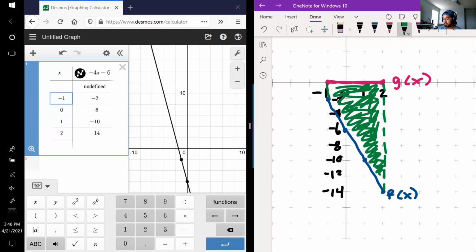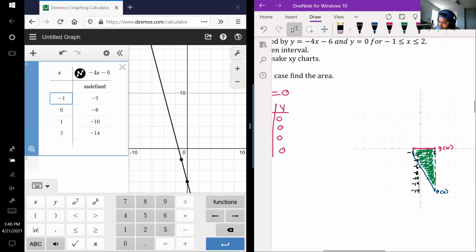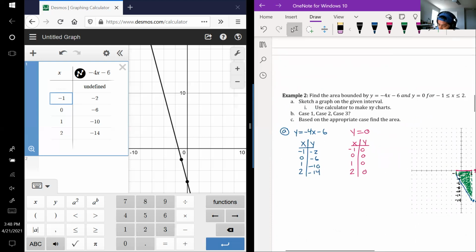Okay, better. So now we want to know what case we have. By looking at the graph this time, g of x is now above f of x. So for part B, we have that g of x is greater than f of x. So this is now a case 2.